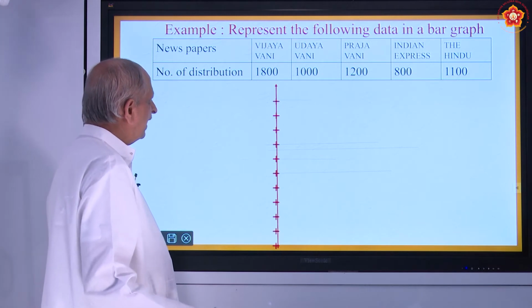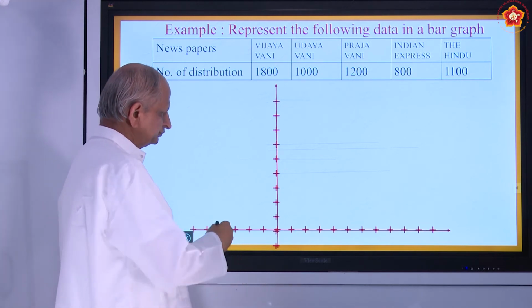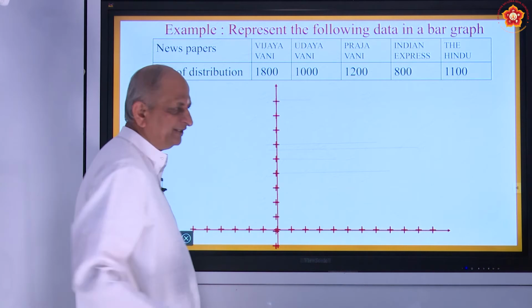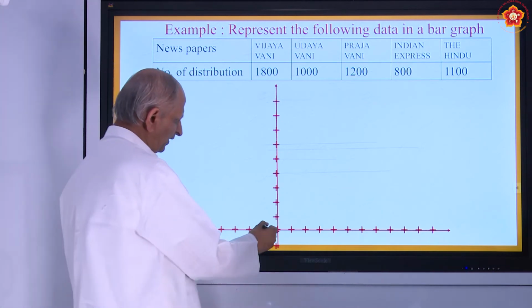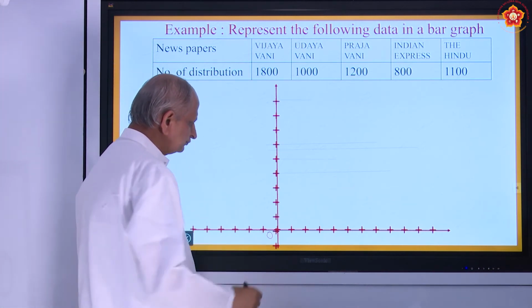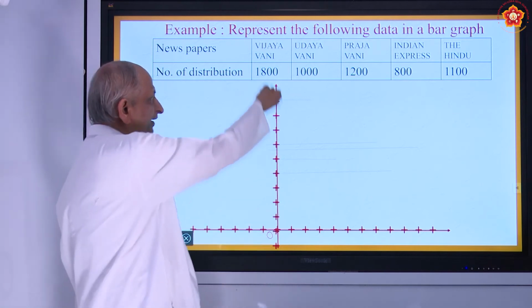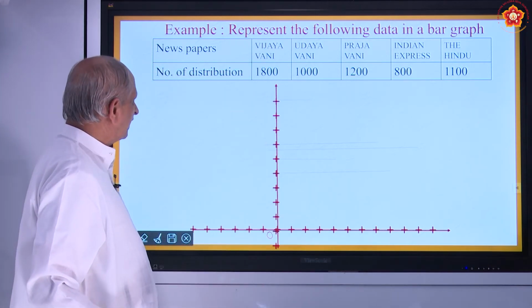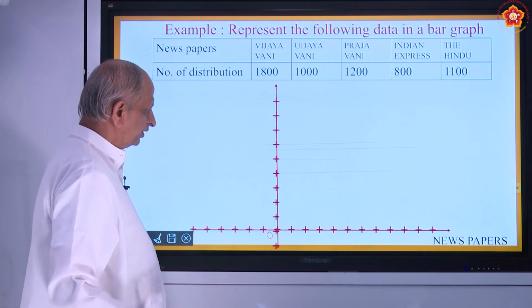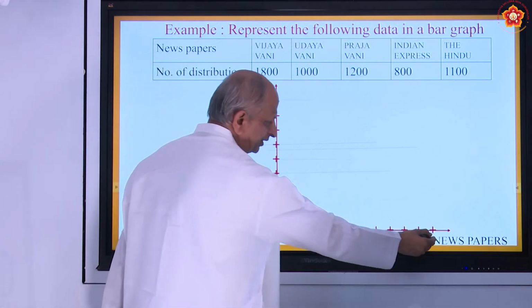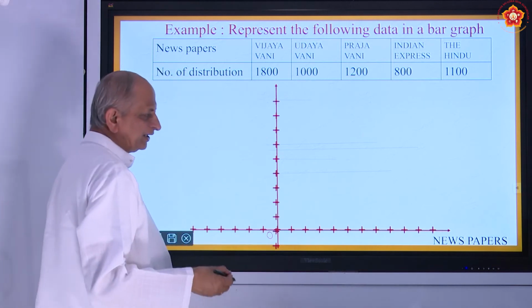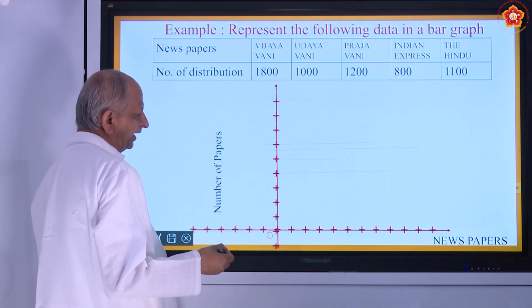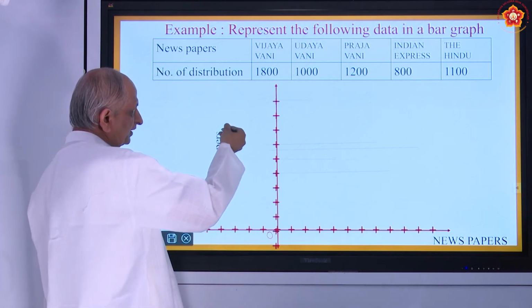Okay, and you have to write it. This is called the x-axis, horizontal, and they meet at a point called O here. So it is going like this, it is going like this, horizontal. And as I just told you, you have to write newspapers on the horizontal line or x-axis, and on the y-axis you must write number of papers.